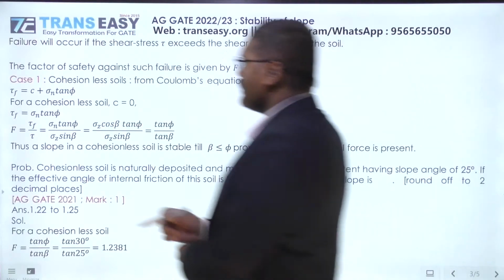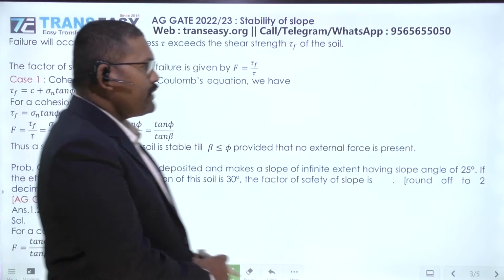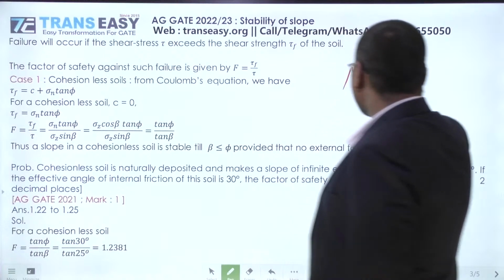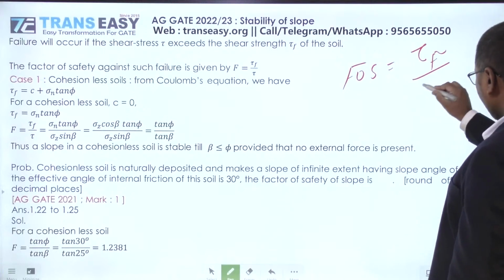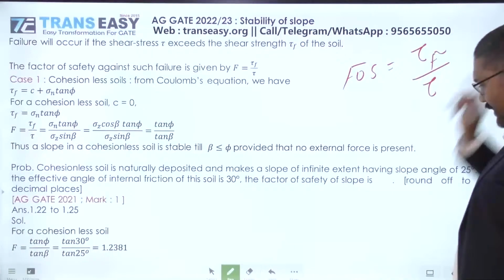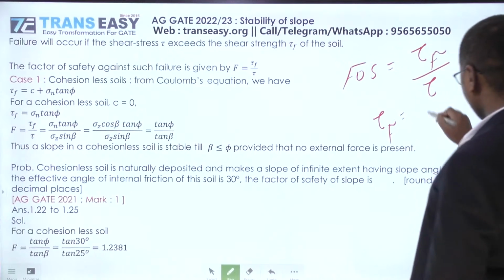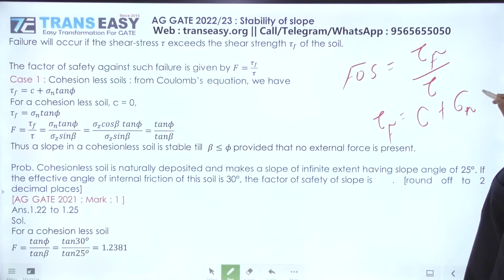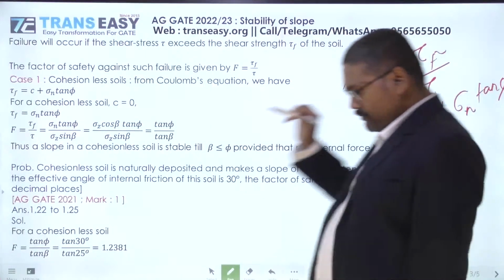Now dear friends, we consider case number 1. We are going to calculate the factor of safety for cohesionless soil. Okay, so factor of safety is shear strength of the soil upon induced shear stress. Dear students, from Mohr-Coulomb failure criteria, we have the expression for shear strength of the soil: cohesion plus normal stress tan of internal friction angle.